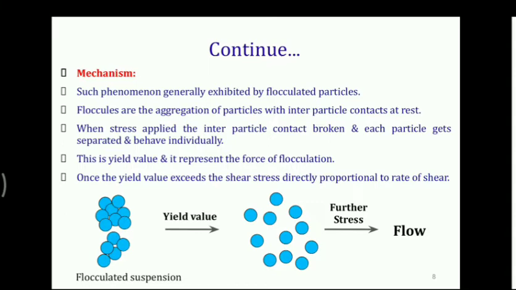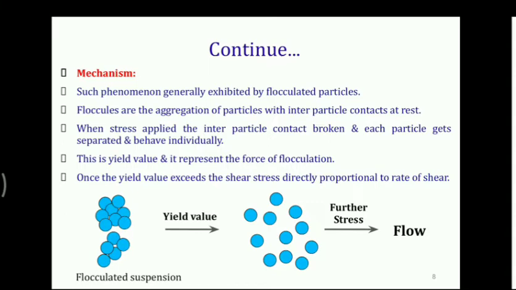Such phenomena are generally exhibited by flocculated particles. Floccules are aggregations of particles with interparticular contact at rest. You can see in this diagram a flocculated suspension. The characteristics are given. There is an aggregation between the particles, and these particles adhere to each other due to weak van der Waals forces. What will happen when you apply stress? When the stress is applied, the interparticular contact is broken, and each particle gets separated and behaves individually.